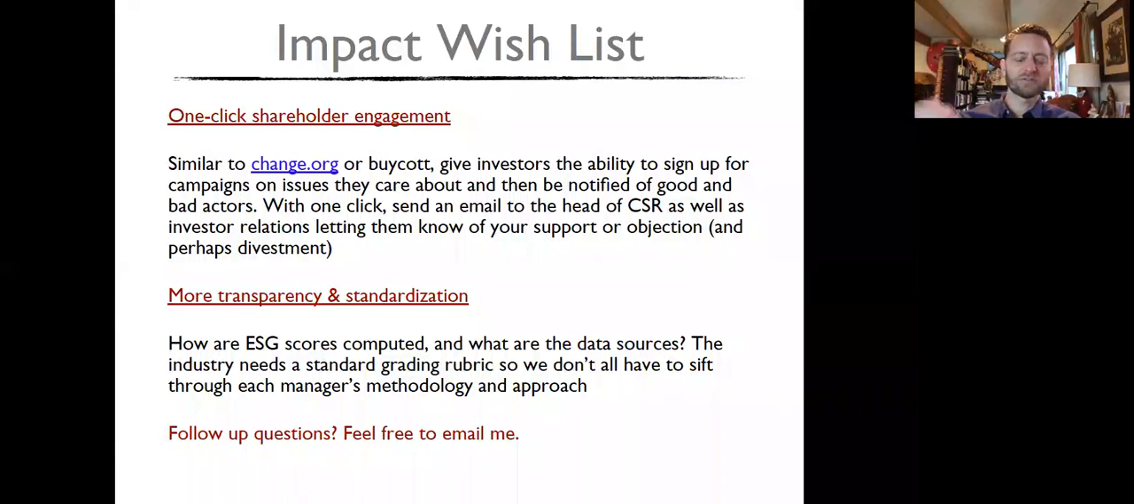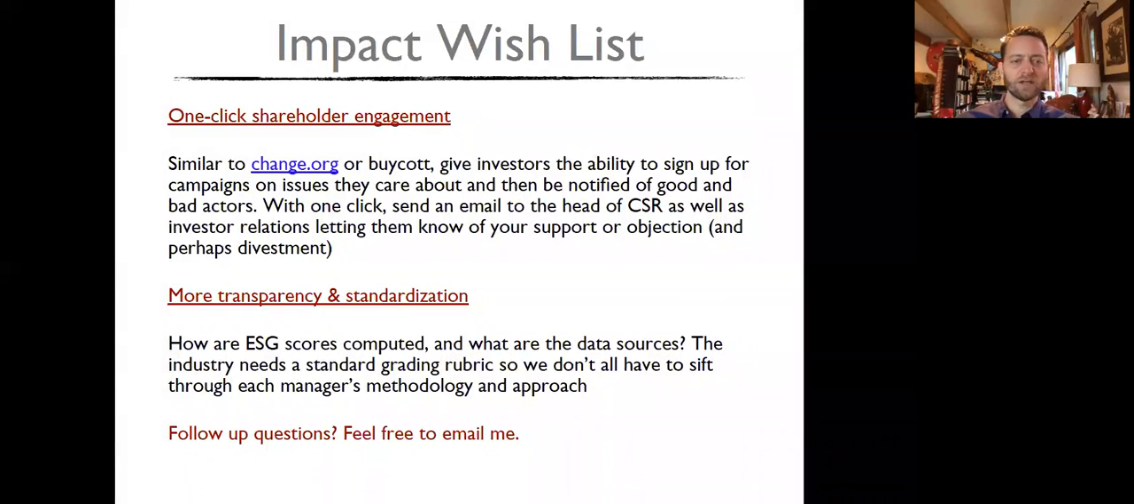Click here and you can see other companies with the same financial attributes you could replace those companies or managers with. And then a second button that sends an email to the head of CSR and the investor relations department saying, hey, by the way, Target, I invested in you because you're doing this around recycling, and I divested Walmart because of ABC, and perhaps ways to share with social media.